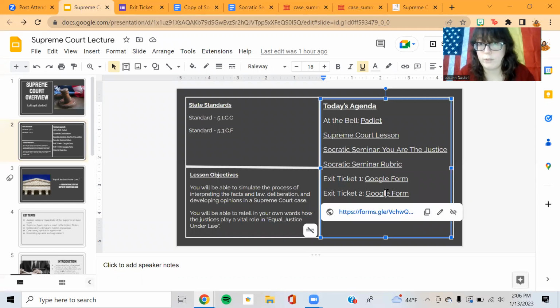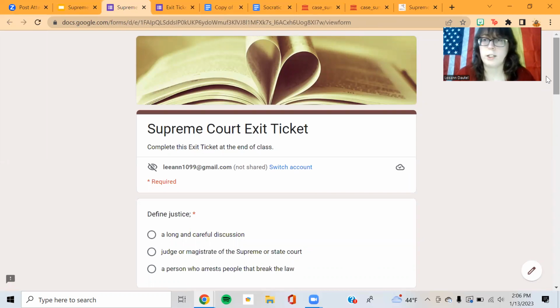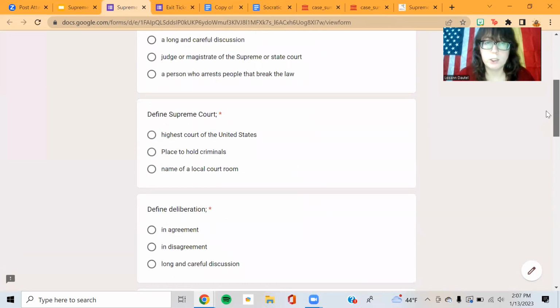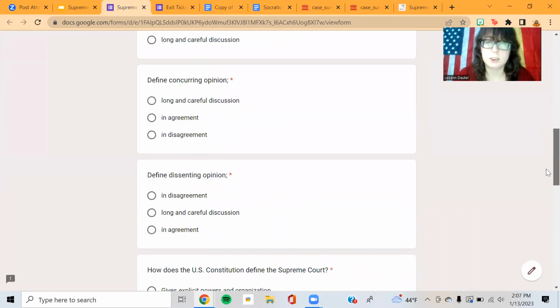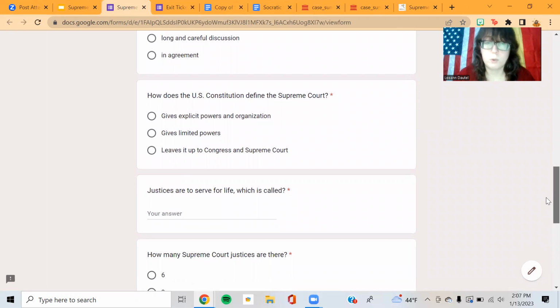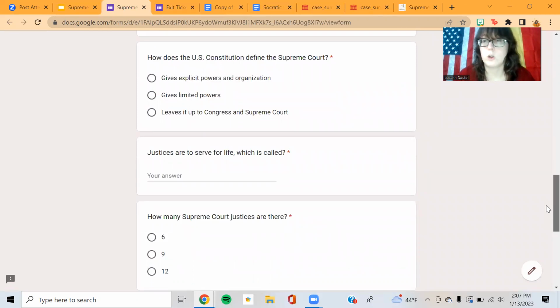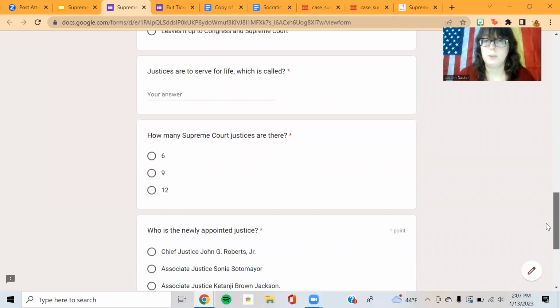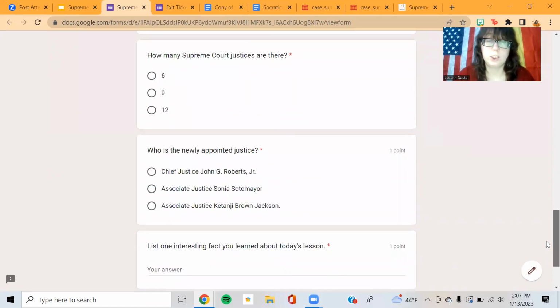The second ticket would be for my non-proficient students and is more targeted towards my students with reading comprehension goals, to be able to assess what they understood about today's lesson and through the reading as well in the Socratic seminar. Define a justice, define a Supreme Court, define deliberation, define concurring opinion, define dissenting opinion. How does the U.S. Constitution define the Supreme Court? Justices are to serve for life, which is called blank. This is the fill in the blank. How many Supreme Court justices are there? Who is the newly appointed justice?